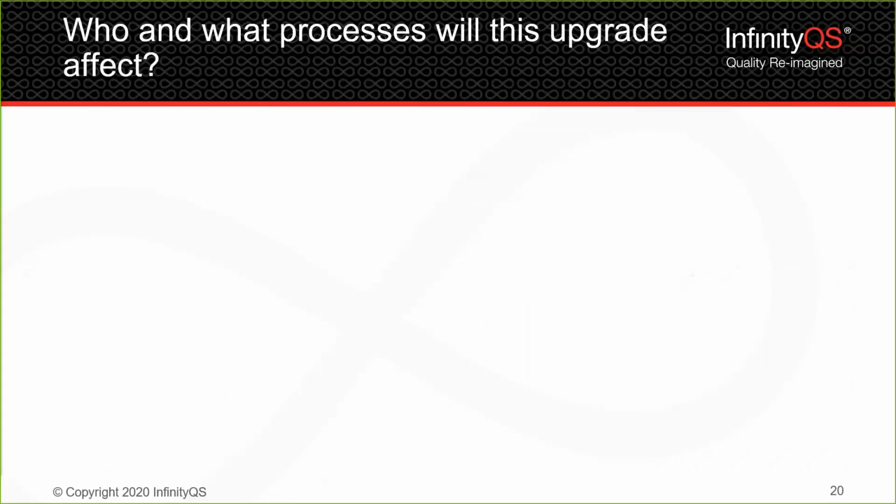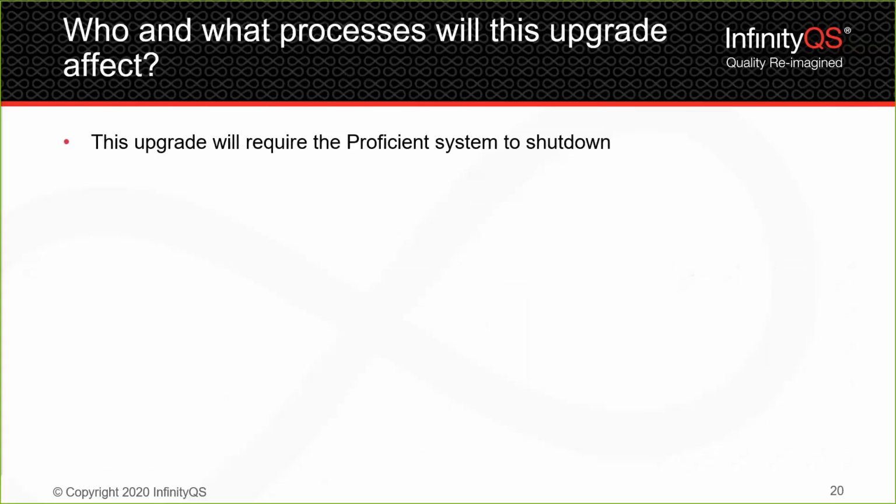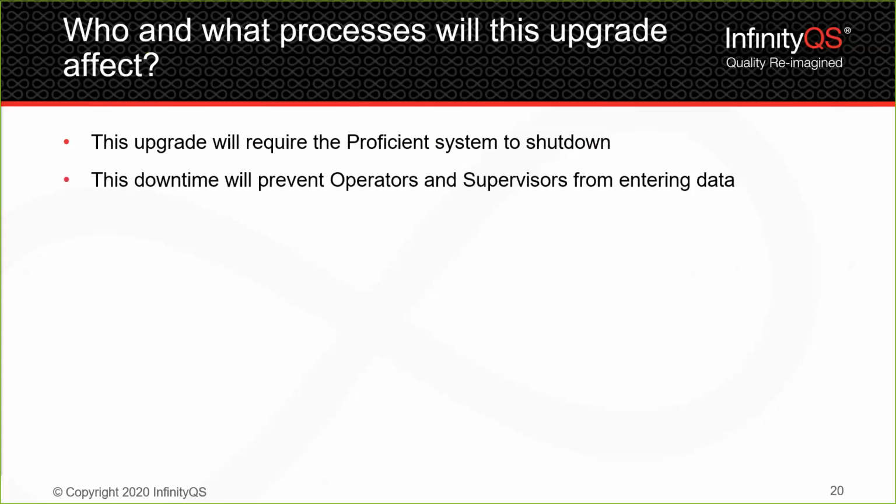All right, so lastly, we'll talk about who and what processes this upgrade will affect. This upgrade will require the Proficient system to shut down, the whole system. All the Proficient systems, all of your data entry projects, all your reporting systems, all of those are going to need to be shut down for us to do this update successfully. So what does that mean? That means that your operators and supervisors won't be able to enter data or view any of the data. So you're going to have to schedule some downtime.